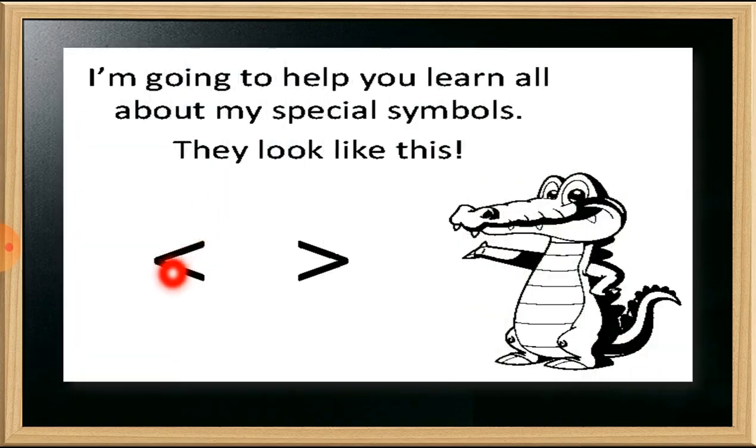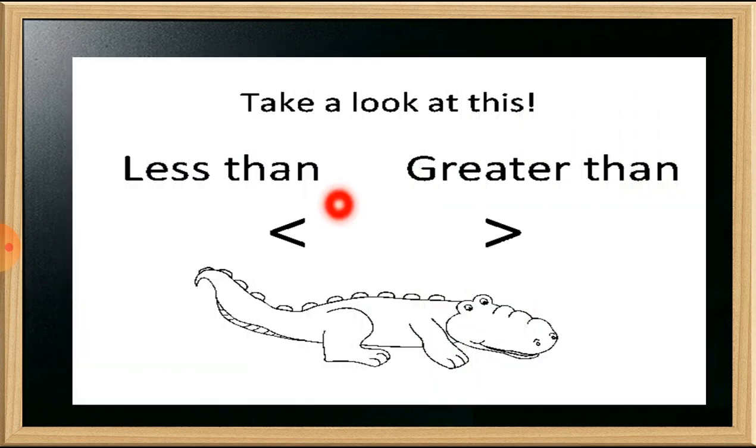Let's learn some more. Here you can see there are two symbols. I am going to help you learn all about my special symbols. They look like this. We have to use these symbols to compare the numbers, as we did in the first chapter also; here we are again using this to compare the numbers. Now students, take a look at this. This sign means less than and this sign means greater than. Just keep this in your mind, which sign and what is the name of this sign.